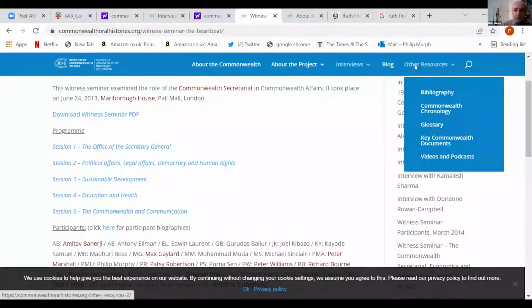So we've got a bibliography of Commonwealth history. We've got a timeline. We've got a glossary of events, because often the Commonwealth seems to speak its own private language. You hear about CHOGMs and the COW, the committee of the whole. So these are terms that are embedded in the interviews themselves. If there's a term that perhaps needs some explanation, click on it and go in. But the glossary is there as well.